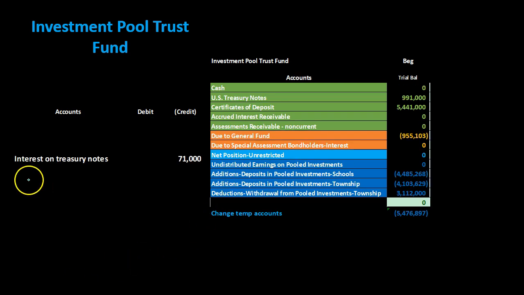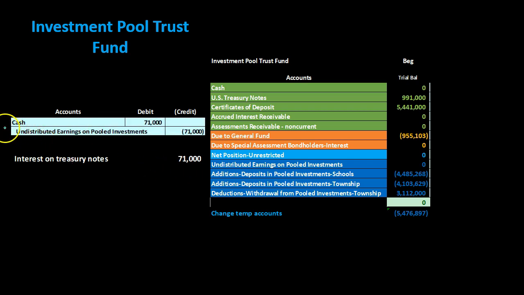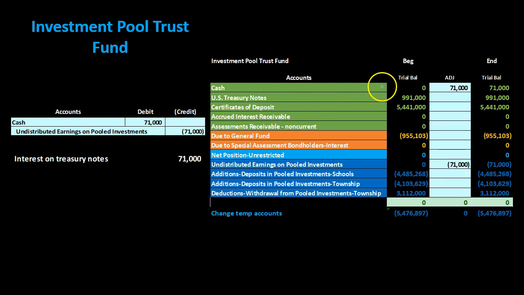Next transaction. We're now going to record the interest on the treasury notes. So we're going to say that there's an interest increase of the $71,000. So we're going to have to record that increase. We're going to say that the cash is going up by the $71,000 and the undistributed earnings on the pooled investments. That's going to be the interest that was earned. So cash increasing in the cash account, and the undistributed earnings, that's going to be similar to basically an income statement account that we're going to record down here, the $71,000.